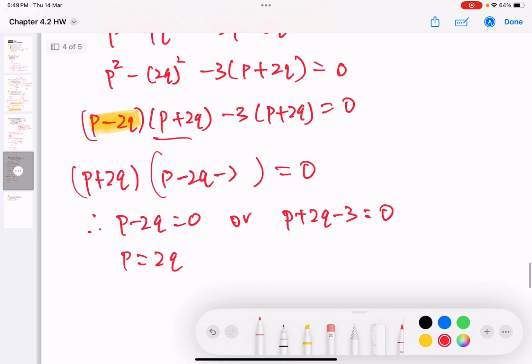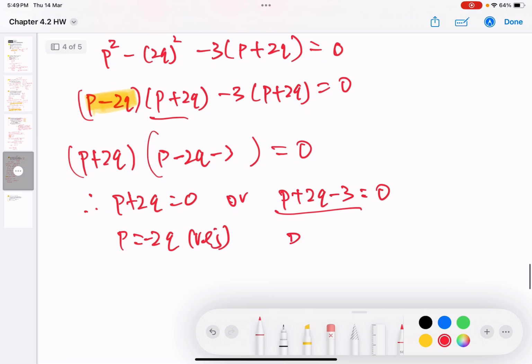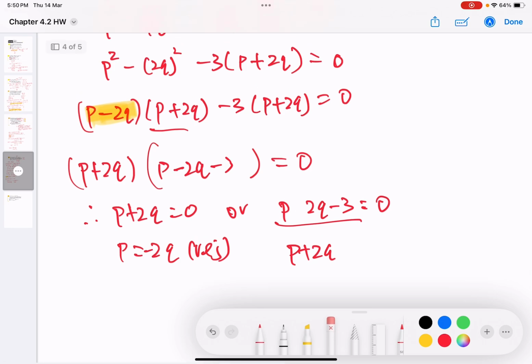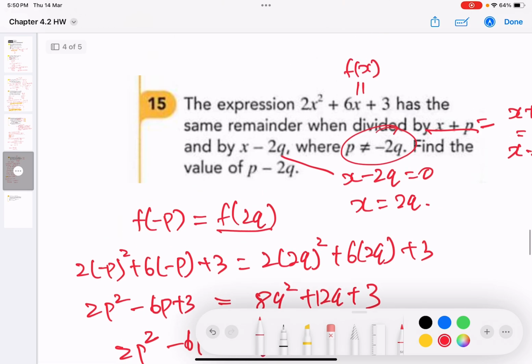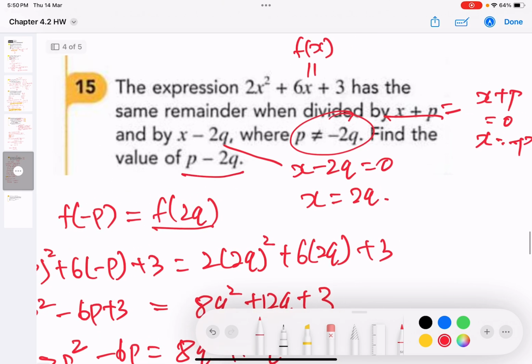Okay, my apologies, so this is a plus. So I must reject this one. Okay, so I have to reject this one. And so, of course, this is my other answer. So my p minus 2q is equal to 3. Okay, so that's what the question actually wants me to find: find the value of p minus 2q.